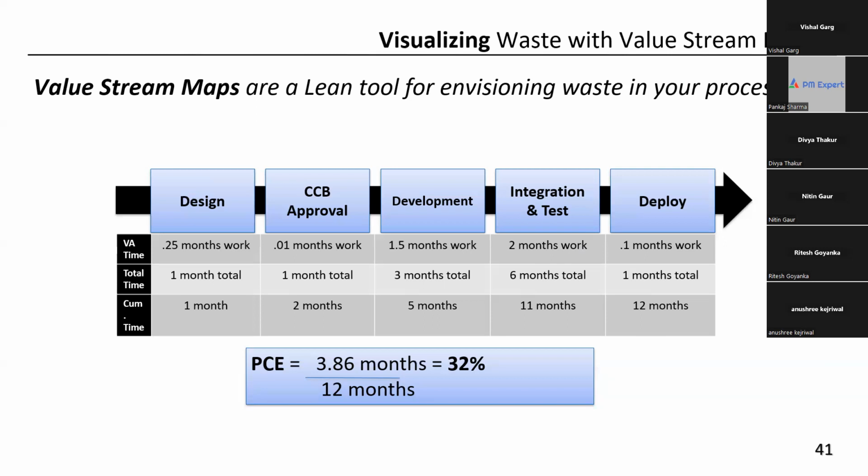First of all, a visual map is created for a workflow or a value stream. From that visual map, we identify those steps which add value and those steps which do not add value. For example, suppose we have to implement a change request. Tell me, for implementing any change request, are these the steps to be followed? Design, change control board approval, then development, integration and testing, and then deploy.